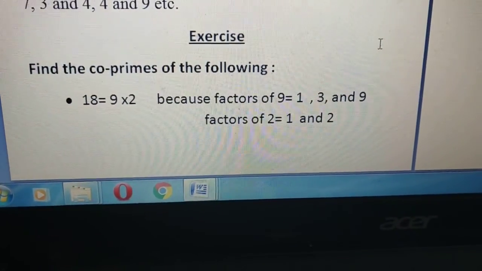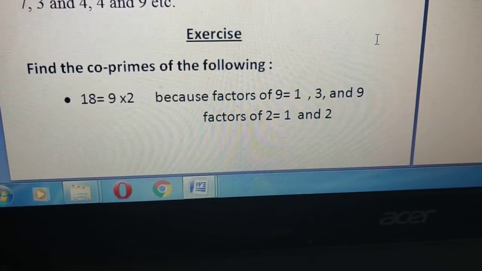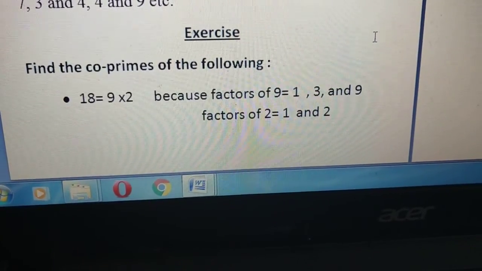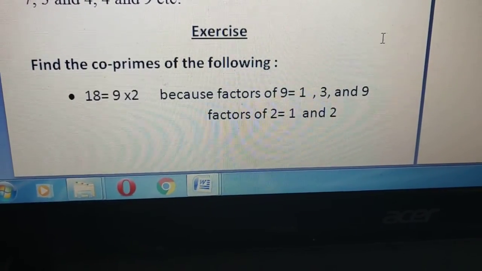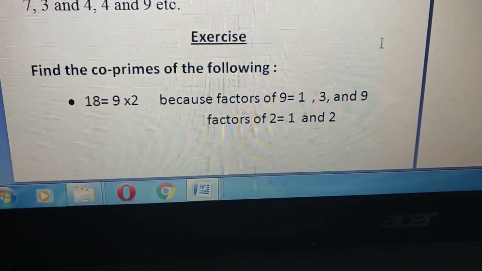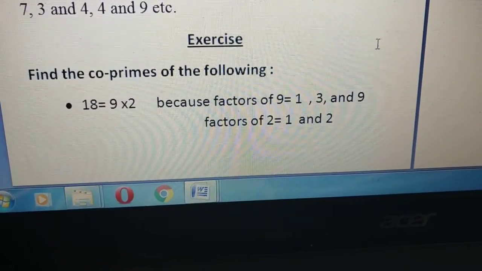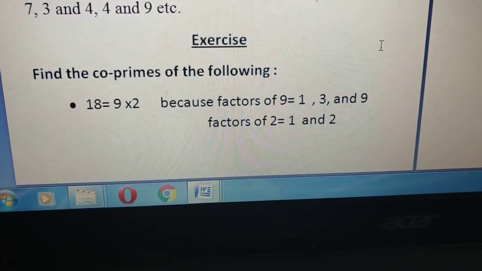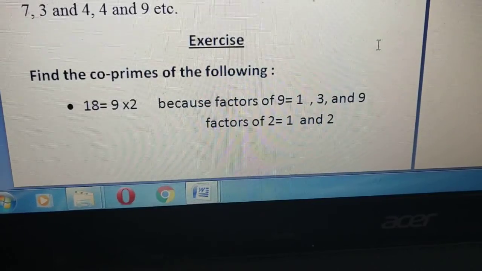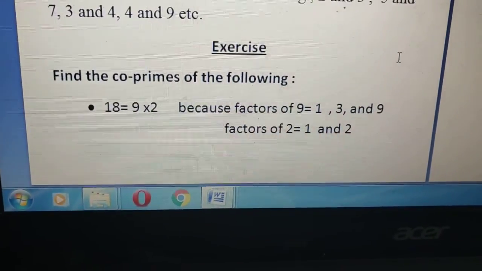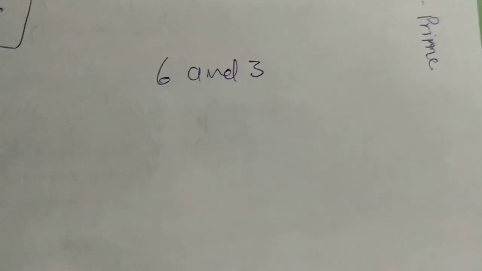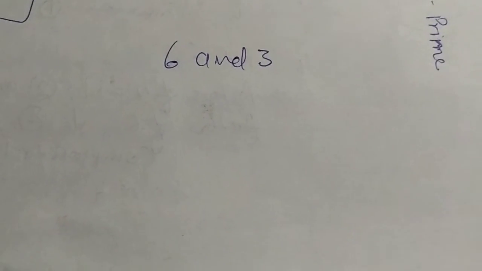So now the exercise is here. Find the co-primes of the following. Suppose we have to find out the co-primes of 18. So we are thinking about two natural numbers which we multiply to get 18. First, suppose we are thinking about 6 threes are 18. Then we will check for 6 and 3, whether these are co-primes or not.